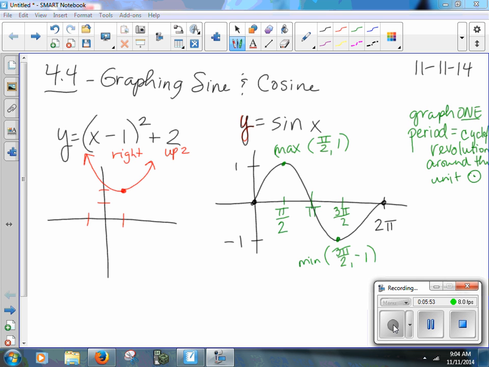How you feel? So what's the amplitude? We're not there yet. No, hold on. We're getting there. We're getting there, okay?